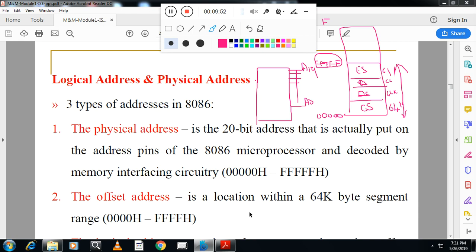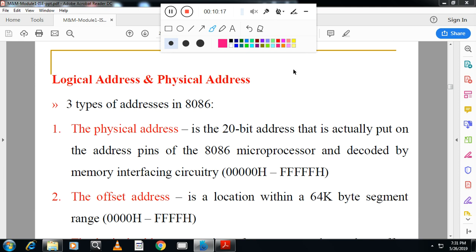But what is offset address? Offset address is any location in the memory. For example, let me draw only the code segment. Suppose this is the code segment register, this is 64 KB. The size of this code segment is 64 KB. Let me take the starting address 0000. The ending address of 64 KB is something like 0FFF. This is the ending address of this segment.